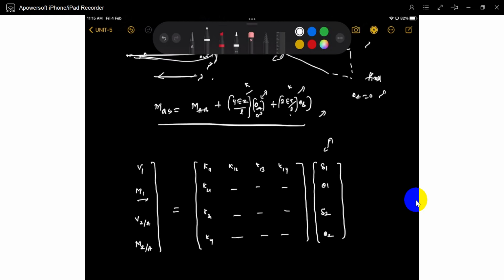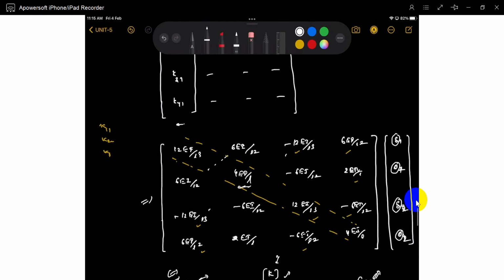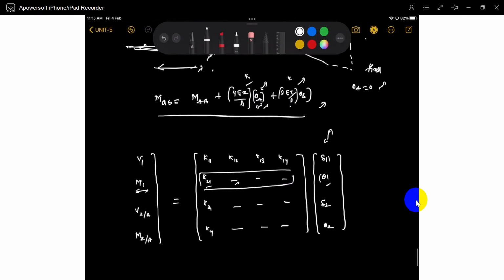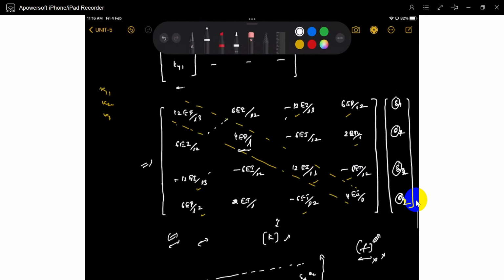So M1 is what? M1 related to the delta, this factor multiplied with this response. And K21 multiplied with delta 1, so this K22 multiplied with theta 1. K22 is what? How much is K22? You already know, 4EI by L. 4EI by L into theta A, same. Next K23, K24. K24 is what? See, 2EI by L into theta.